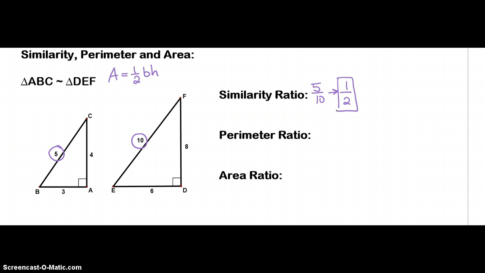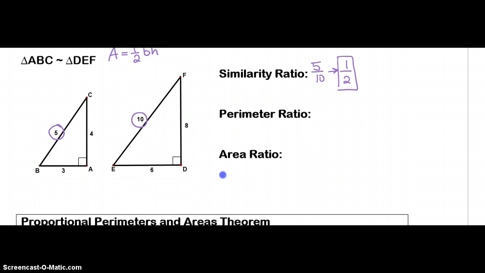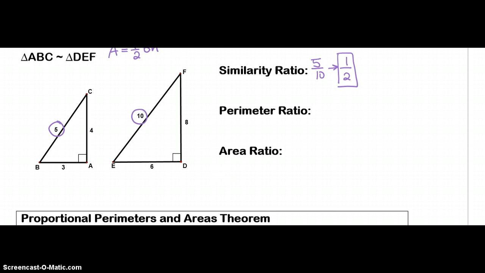Okay, next question is to find the perimeter ratio. In order to do that, we need to find the perimeter of these two triangles. So the perimeter of the first one, P equals, you got to add up all the sides: 3 plus 4 plus 5, that's 12. Okay, let's find the perimeter of the second triangle. That's going to be P equals 6 plus 8 plus 10. 6 plus 8, 14 plus 10, 24.